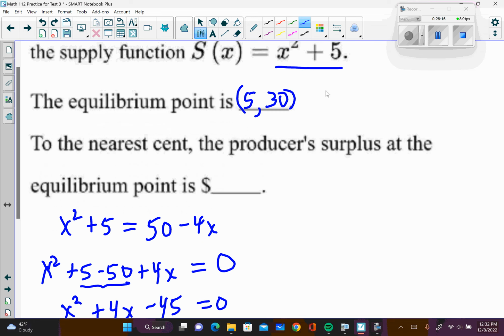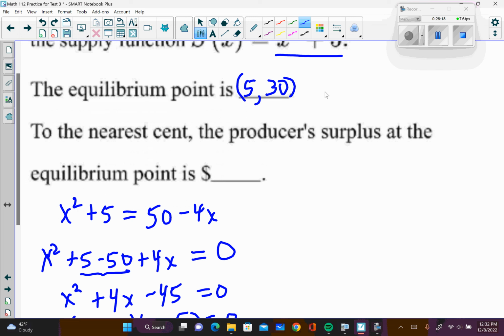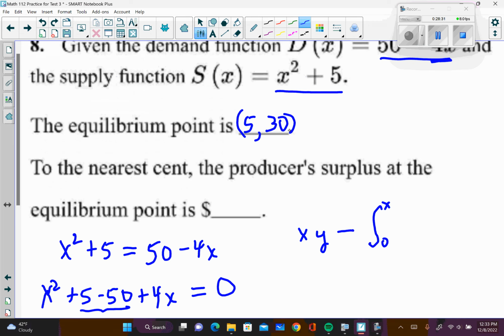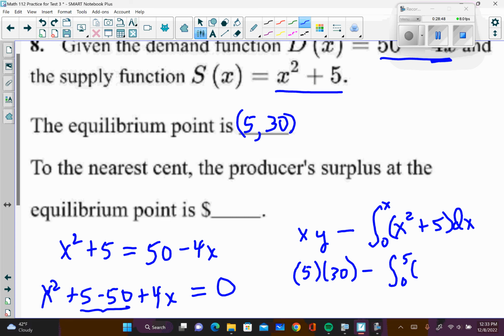To get the producer surplus, the formula is we multiply the coordinates that we just found and then subtract the integral from 0 to the x coordinate of what producers do. Producers supply things, so we need the supply function here. In this problem, the x coordinate is 5 and the y coordinate is 30. And then we have minus the integral from 0 to the x coordinate of x squared plus 5 dx.